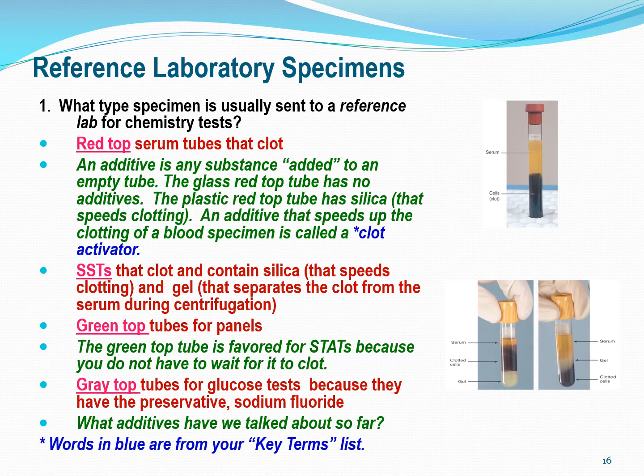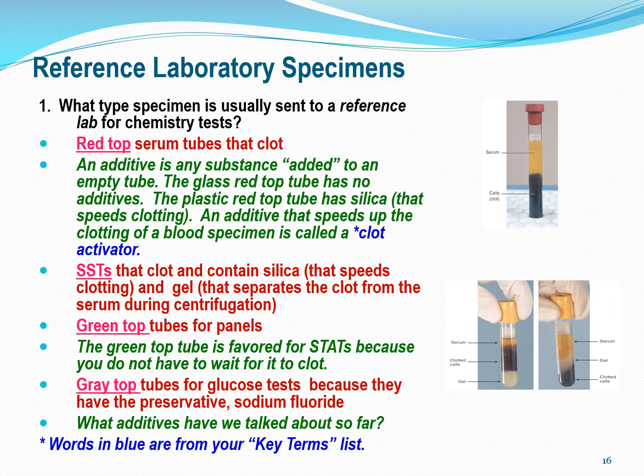Green top tubes are used for panels. The green top tube is favored because of stats, because you do not have to wait on the green top tube to clot, so you can spin it down immediately, take your plasma off, and run your chemistry tests on that. Okay? We know heparin is the anticoagulant that's in the green top tube. And remember, heparin is an additive.